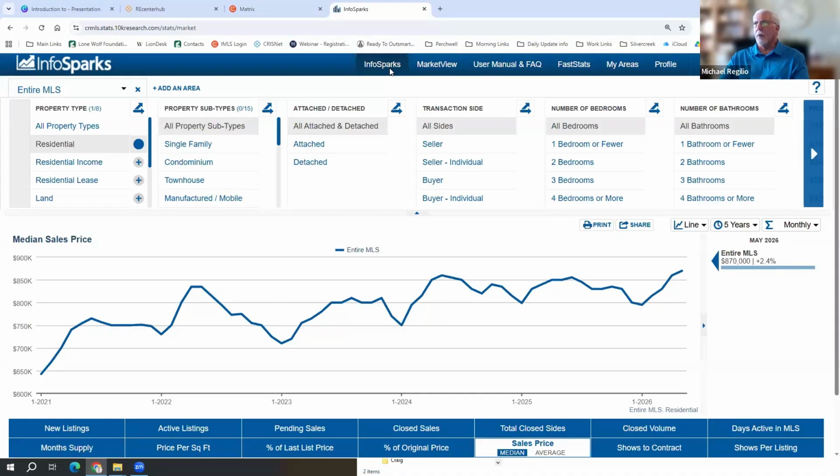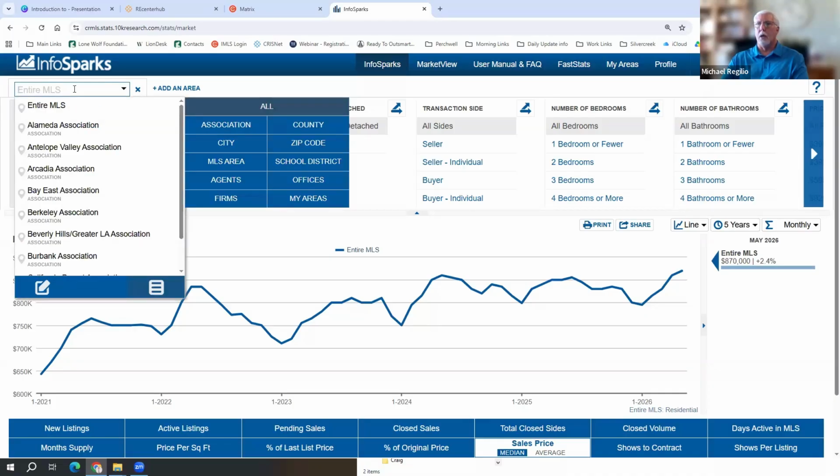All right, so once we do our profile, then we can jump into InfoSparks. And InfoSparks has a couple different sections to it. Starting out, the first thing you're going to do is choose what area you want to search for. So the choices that you have here is all of the entire MLS. You can search by association, city, MLS area, agents, firms, and offices. School district aren't really ones that are searchable or valuable for us.